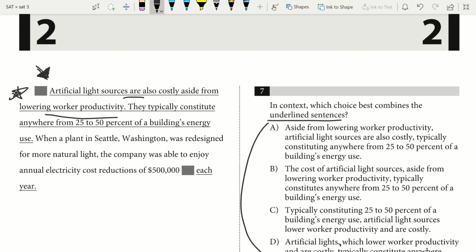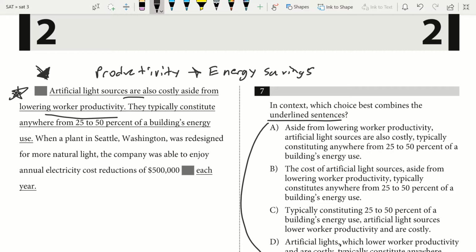They typically constitute anywhere from 25 to 50% of a building's energy use. Well, what we're looking for now is something that transitions us from worker productivity over to cost savings on energy. So over to energy savings. And it also has to combine our two sentences, right?